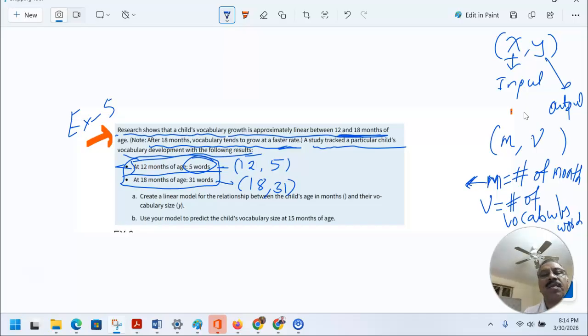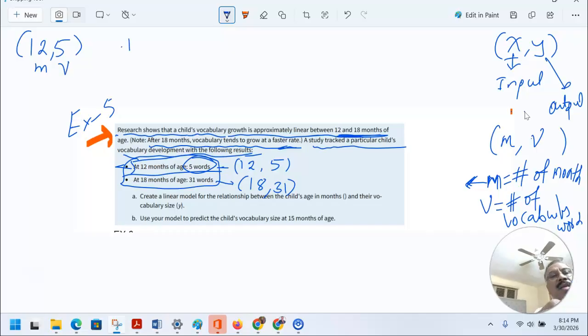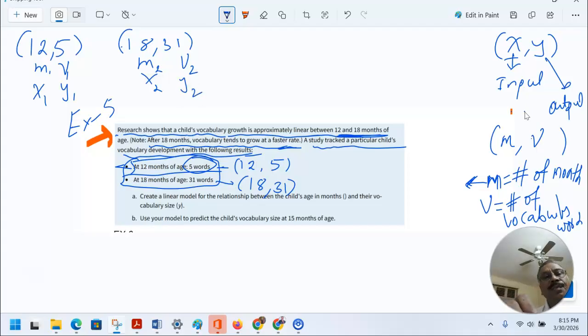Now, let me write here on top: 12 is 5. So this is like your M and V, and the other one, 18 is 31. This also is M and V, but this one is M1 V1, like how we have X1 Y1, and this is M2 V2, because it's the second point, like X2 Y2. Okay. So the slope, let's write the rate of change.